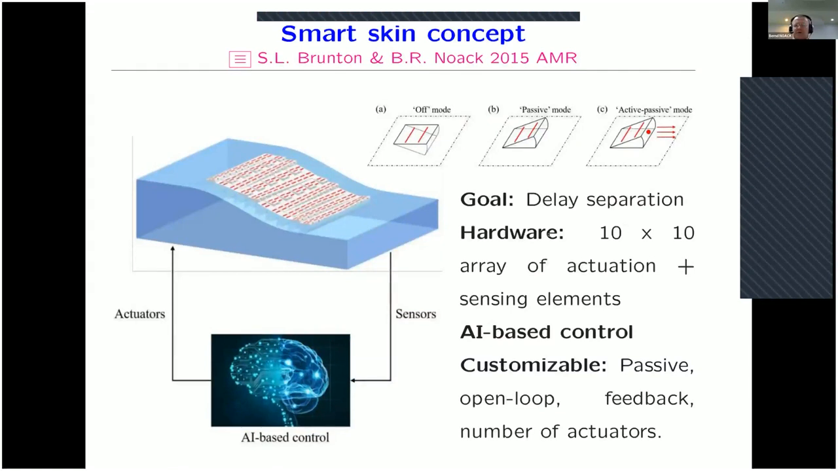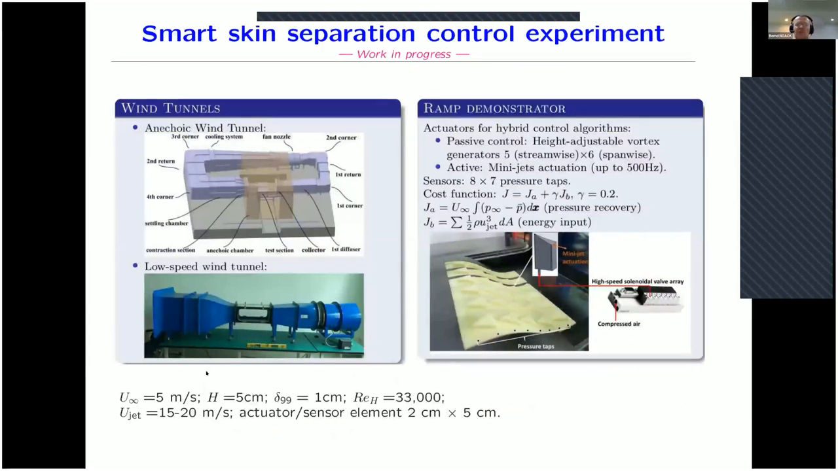So at the end, we have something of the order of 100 sensor signals, 100 actuators, and now we need to find a control logic, and the control logic is done with some type of artificial intelligence algorithm. Here you see the corresponding implementation. We do this in a small wind tunnel, which you can see in the background here.